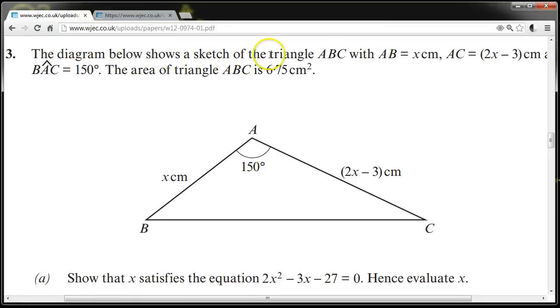The diagram below shows a sketch of the triangle ABC with AB equals x centimeters, AC is 2x minus 3 centimeters, and angle BAC is 150 degrees. The area of the triangle ABC is 6.75 centimeters squared. Show that x satisfies the equation 2x squared minus 3x minus 27 equals 0, hence evaluate x.